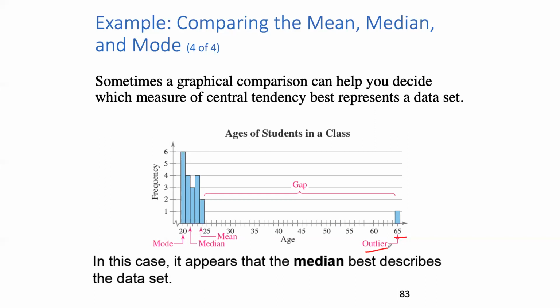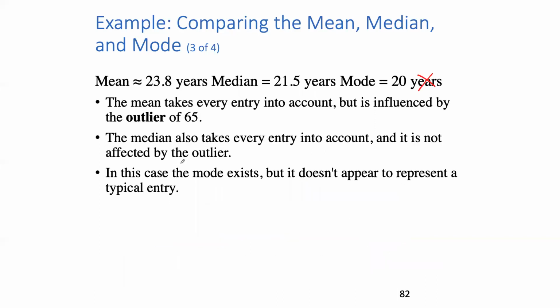So if there is a large outlier, the mean is going to get pulled in the direction of the outlier, because what we know about the mean is that it takes into account every single entry and gives them equal weightage.